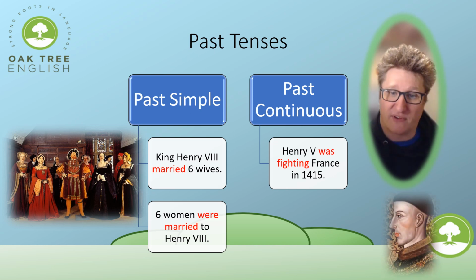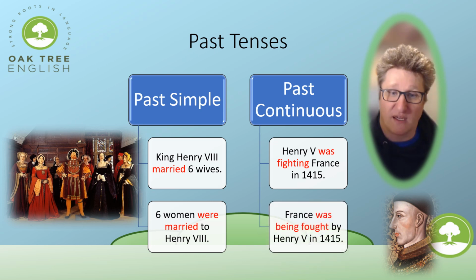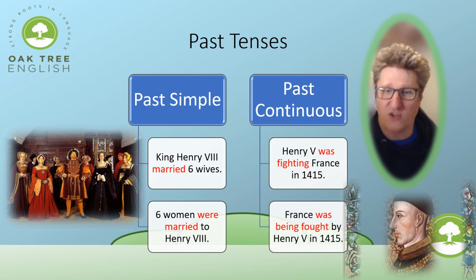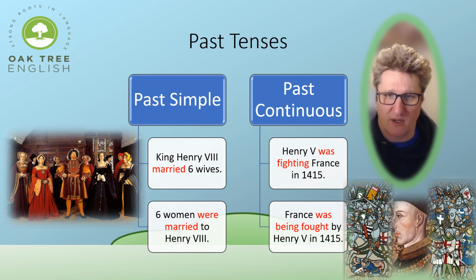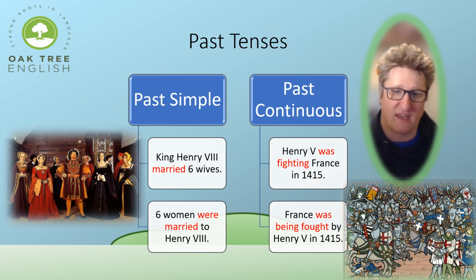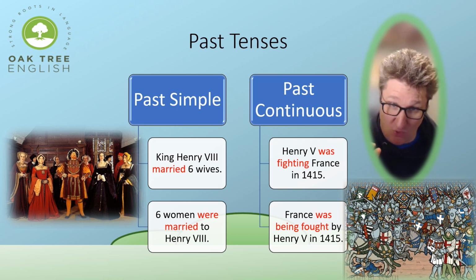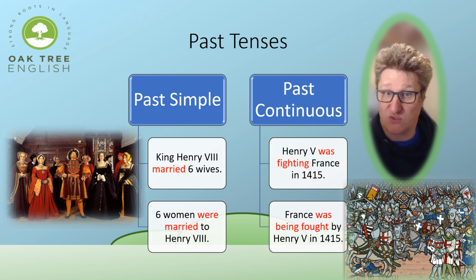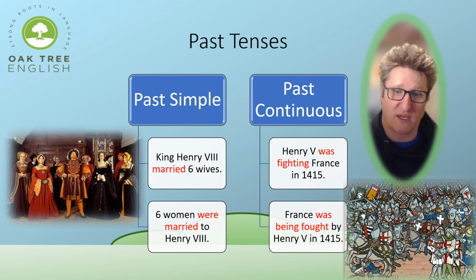Let's see what happens in the passive voice. France was being fought by Henry V in 1415. So here, the passive auxiliary be has changed to an -ing form because it's following was.